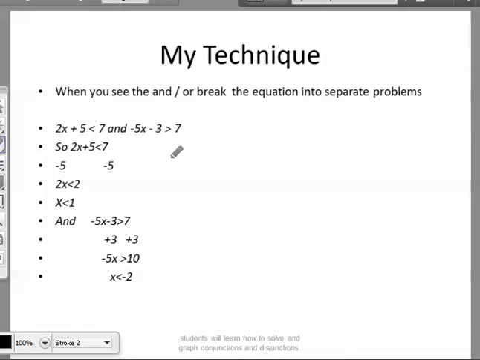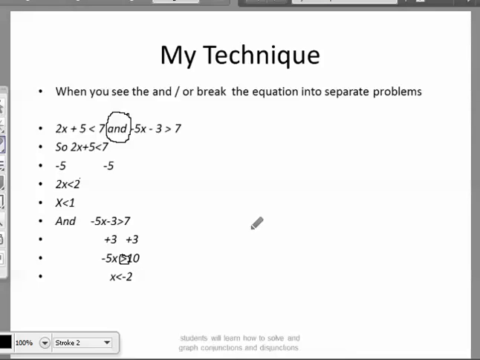My technique for doing this, when you've got the word and in between here, like these here, I've got this side I'm going to solve first. And so I'm going to say 2x plus 5 is less than 7. I'm going to subtract the 5 from both sides, and I get 2x is less than 2. And then I divide by 2, so x is less than 1. And then I say and, and I bring the other inequality down. Minus 5x minus 3 is greater than 7. Add the 3 to both sides. I get minus 5x is greater than 10. I divide by the minus 5. When I divided by the minus 5, I had to turn the sign around, right? So my alligator turned around, and I got x is less than 2.